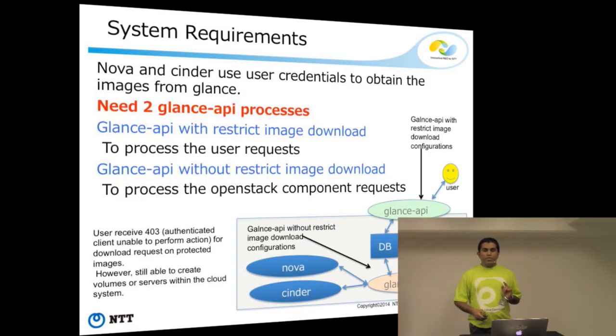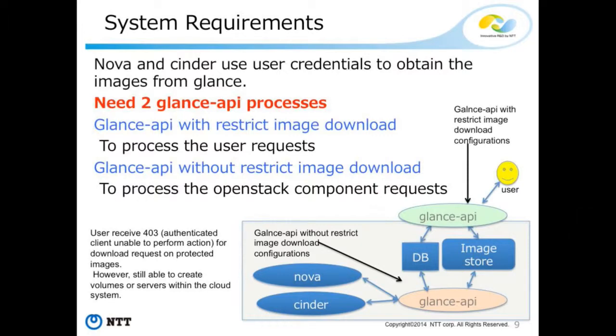So this is one important thing after you configure your system, this is the system requirement. In OpenStack, Nova and Cinder also, if you want to create a volume or VM out of the image, will use the user credentials to obtain the image from Glance. So if you only have one Glance API with this configuration, you're not going to be able to create the volume or VM because it will restrict the download of the image. That's why we need two Glance APIs side by side, one working for external requests and one working for internal requests.